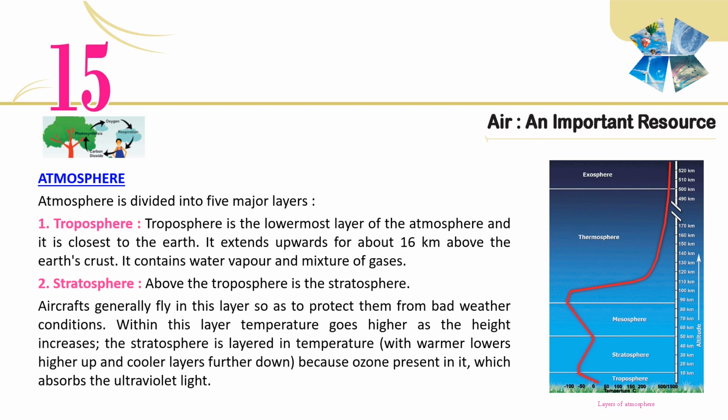2. Stratosphere. Above the troposphere is the stratosphere. Aircrafts generally fly in this layer so as to protect them from bad weather conditions. Within this layer, temperature goes higher as the height increases. The stratosphere is layered in temperature, with warmer layers higher up and cooler layers further down, because of ozone present in it, which absorbs the ultraviolet light.